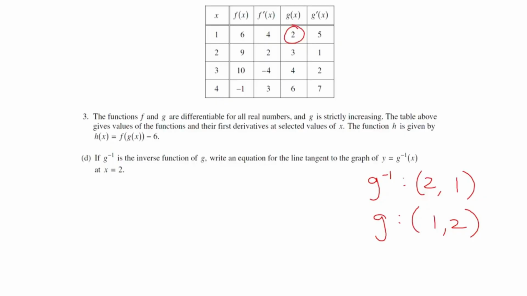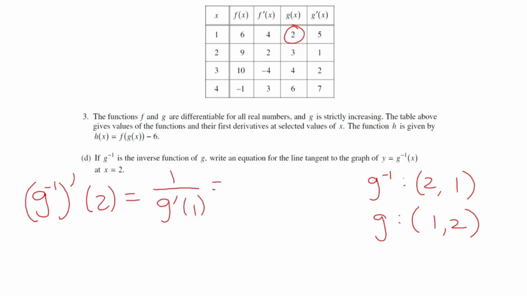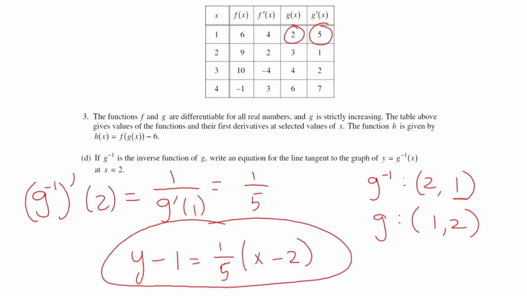So the point there that we're talking about for g is 1, 2. With g inverse, we're talking about the point 2, 1. And the inverse rule says that if we want g inverse prime at 2, that should be 1 over g prime of 1. Well, g prime of 1 is 5, so this should be just 1 over 5. So now we have the slope and the point, so we should just do y minus our y value of 1 equals 1/5, our slope, times x minus our x value of 2. And that ought to be all we need to do there.